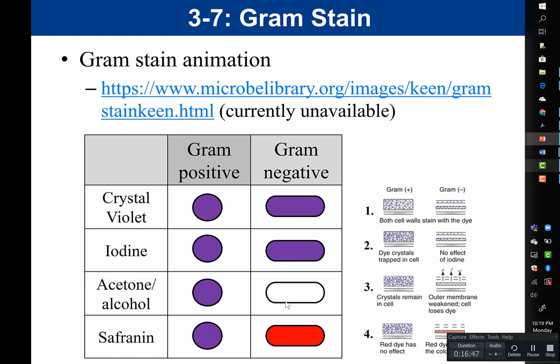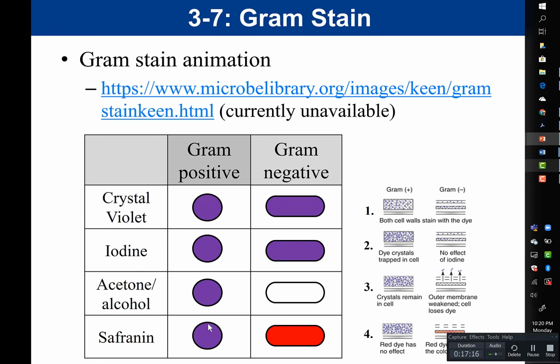And then you want to know that the last step is the safranin, which we call either the counter stain or the secondary stain. It's the second stain that we use. It is still a basic stain, so it still stains the cell. In the case of the gram-positive, the safranin still gets in, so it's not that there's no red in the cell. It's just that we don't see it because the purple is darker than the pink.